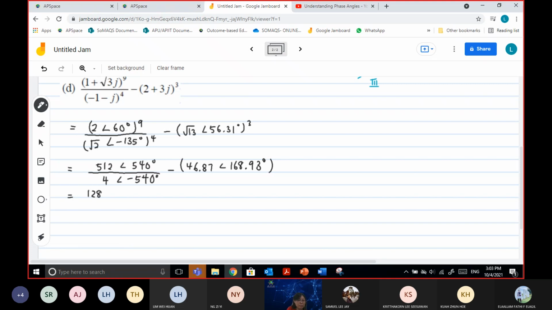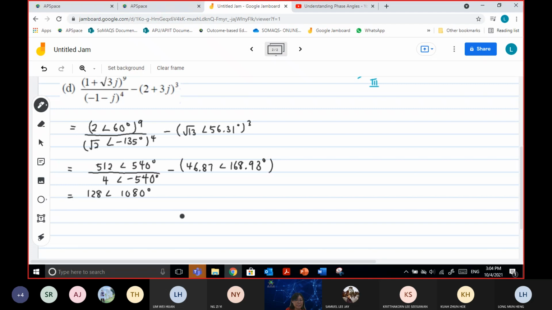Okay, how about the angle? What should I do? Manheng? How about the angle? What should I do? Just minus. Minus, yes. So 540 minus negative 540 becomes plus. So 540 plus 540, so it's 1080.